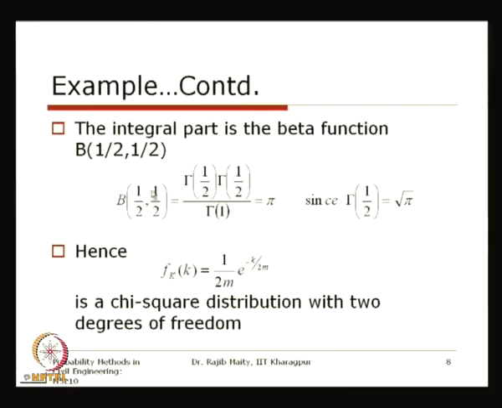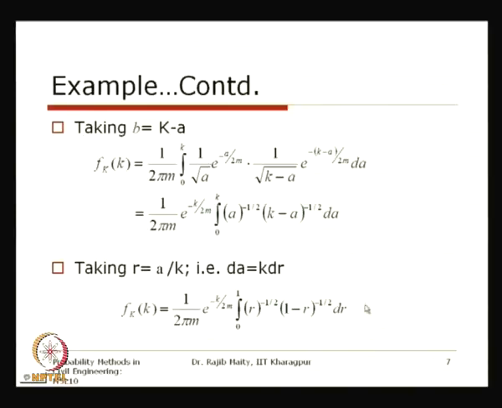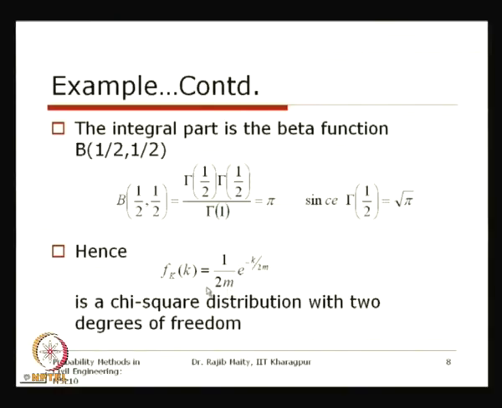So beta half comma half equals gamma half multiplied by gamma half, divided by gamma 1, which equals pi, because you know that gamma half equals square root of pi. So the value of this integration is pi, and that pi and this will cancel. So the final form of the distribution of the random variable K will be 1 by 2m, pi cancelled, e power minus K by twice m.